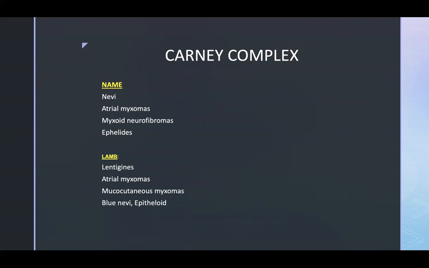The acronym NAME stands for nevi, atrial myxomas, myxoid neurofibromas, and ephelides. And then LAM stands for lentigines, atrial myxomas, mucocutaneous myxomas, and blue nevi, particularly of the epithelioid type.